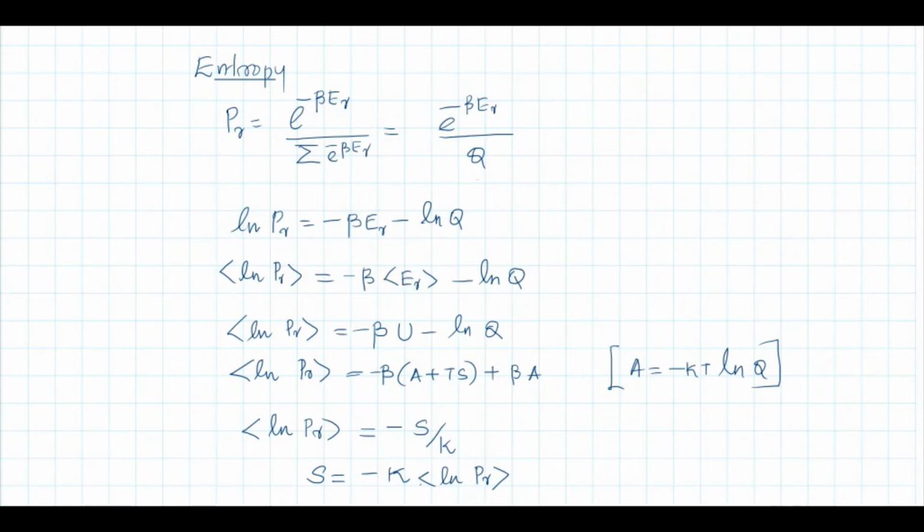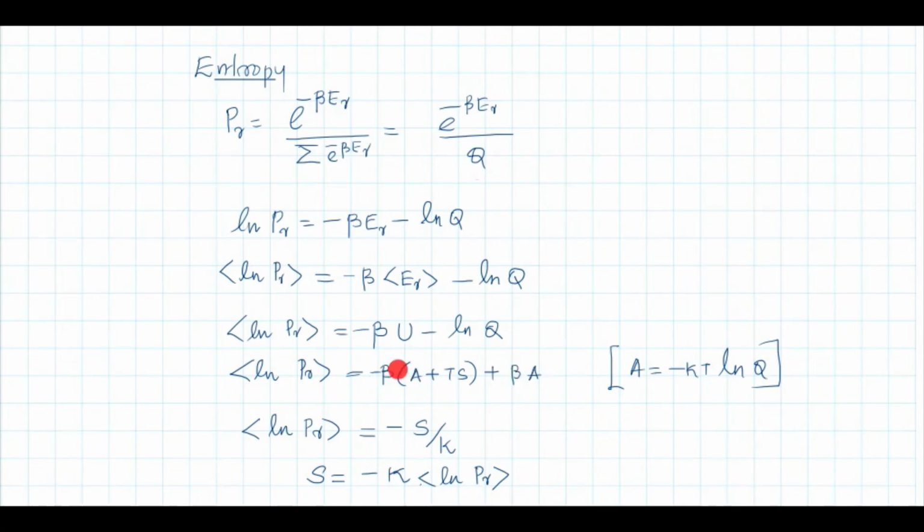Log Q is a fixed quantity for a system, so the average is that value itself. Now the average value of log PR is equal to minus beta into the average value of ER, which is nothing but the average energy U, minus log Q. We already know an expression for U in terms of Helmholtz free energy, A plus TS, and we have A equal to minus KT log Q. So minus log Q is nothing but A by KT, that is beta A, since 1 by KT is beta.